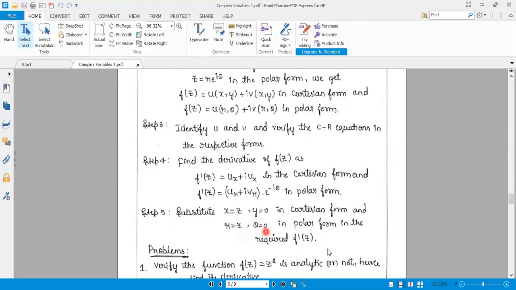After integration, clear? Substitute x equals z, y equals 0, we get the required result. So that will be the f dash z. Now let us discuss some problems.